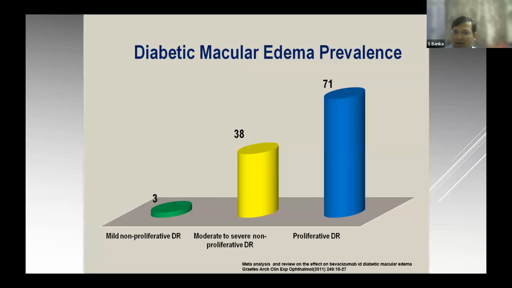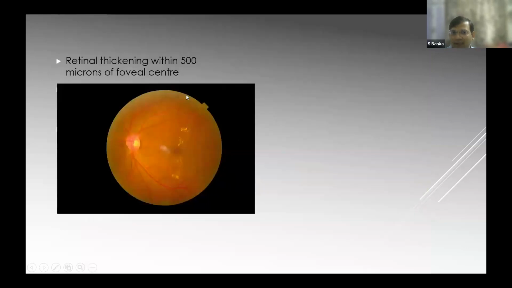So diabetic macular edema is more prevalent as the stages or severity of diabetic retinopathy increases. The chances of a patient getting diabetic macular edema increases. The prevalence is highest in proliferative diabetic retinopathy and least in mild NPDR. It's not that patients with mild NPDR will not get macular edema, but yes, the chances of getting macular edema in mild NPDR is very less. Hardly 3% of patients with mild NPDR show up with macular edema.